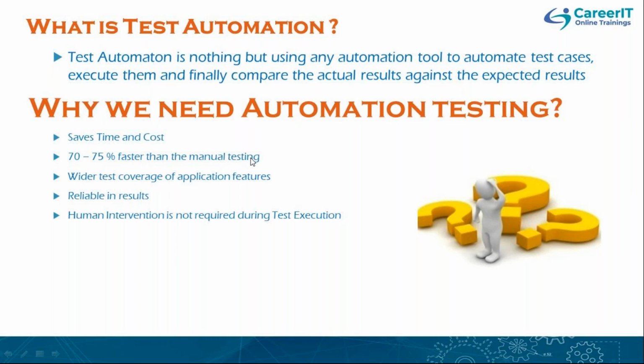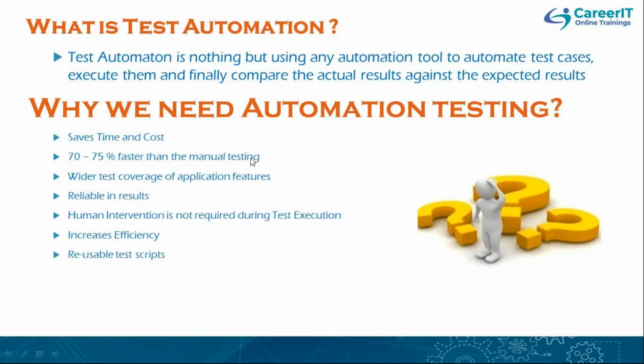Once the entire execution is done, it sends the results back and you can check the test results, do some failure analysis, and then report. That's where, during automation execution, we don't need to sit in front of the machine. Human intervention is not at all required. And you can efficiently test all the features of the application.